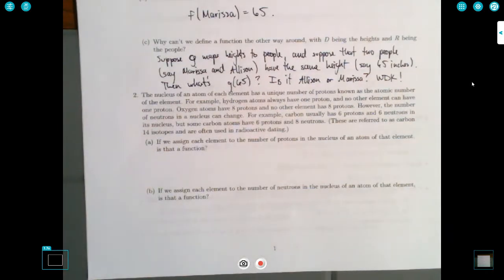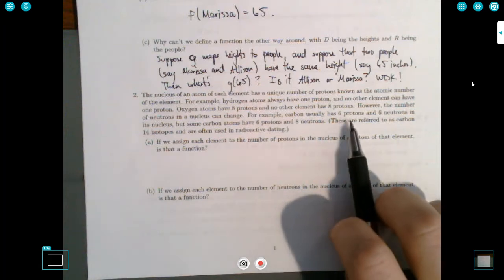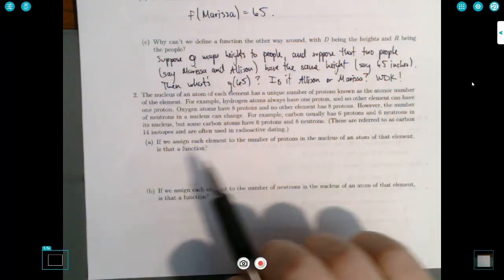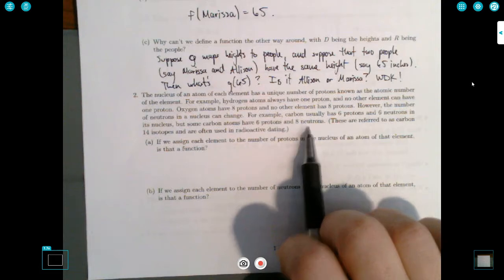Okay. Next example. It says the nucleus of an atom of each element has a unique number of protons known as the atomic number of the element. For example, hydrogen atoms always have one proton, and no other element can have one proton. Oxygen atoms always have 8 protons, and no other element has 8 protons. Okay, so the number of protons is unique to the element. However, the number of neutrons in a nucleus can change. For example, carbon usually has 6 protons and 6 neutrons in its nucleus, but some carbon atoms have 6 protons and 8 neutrons.